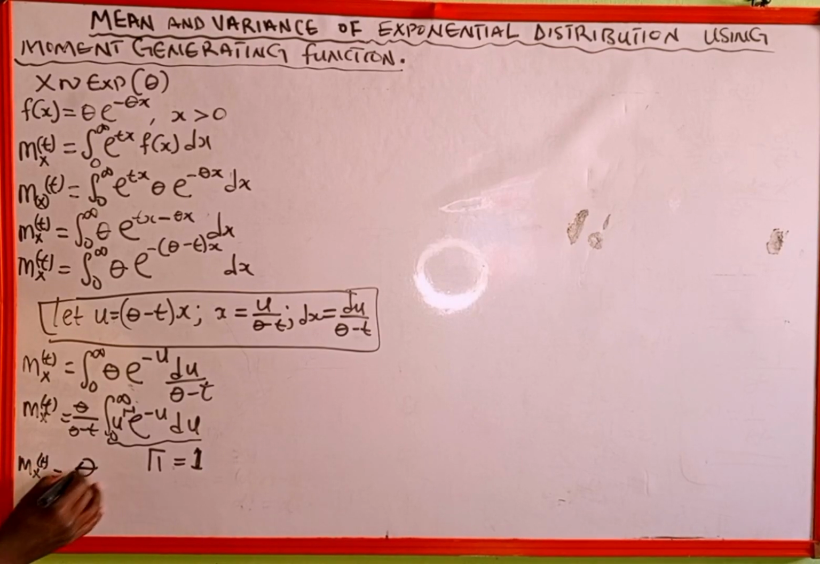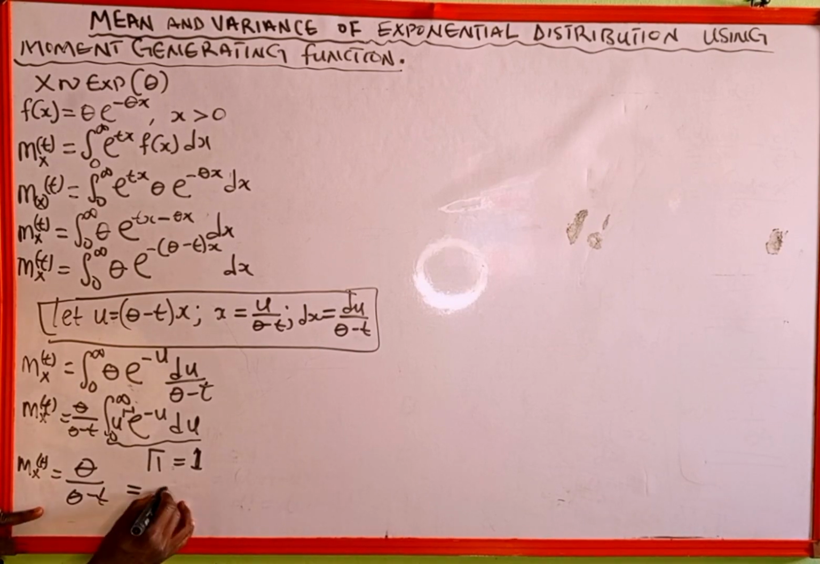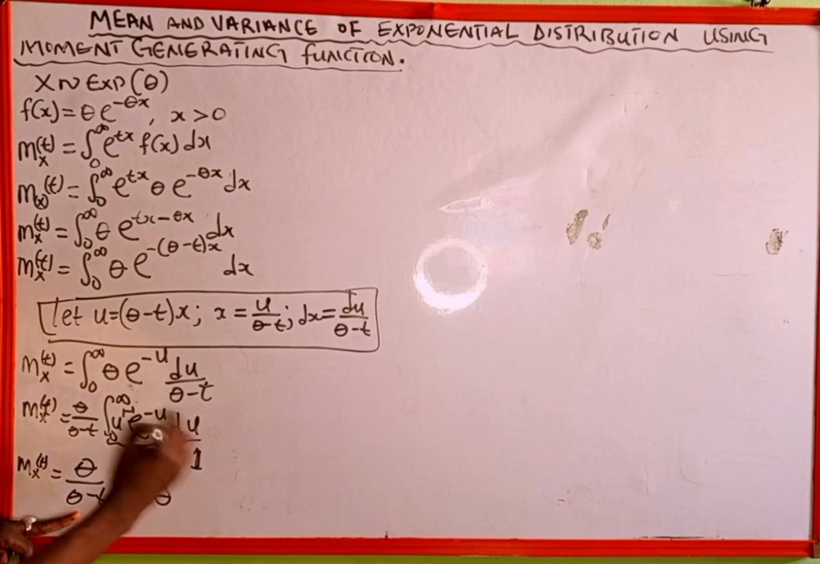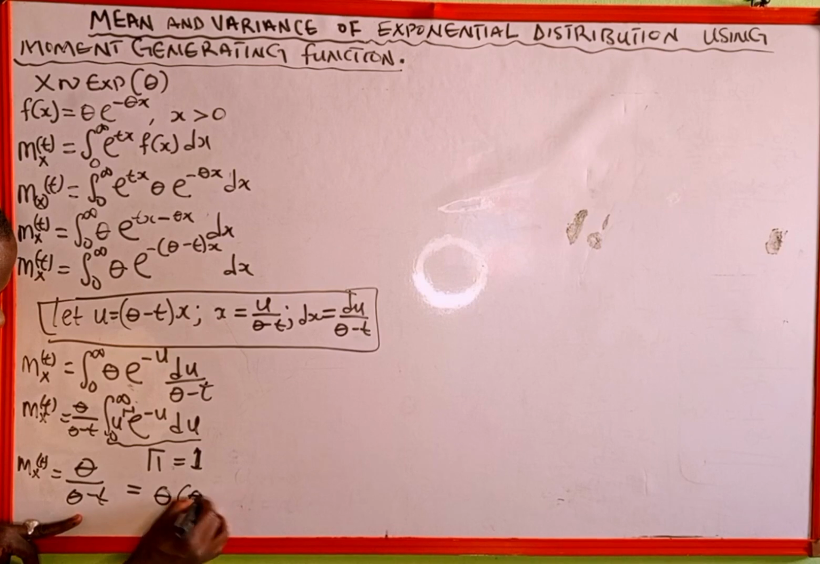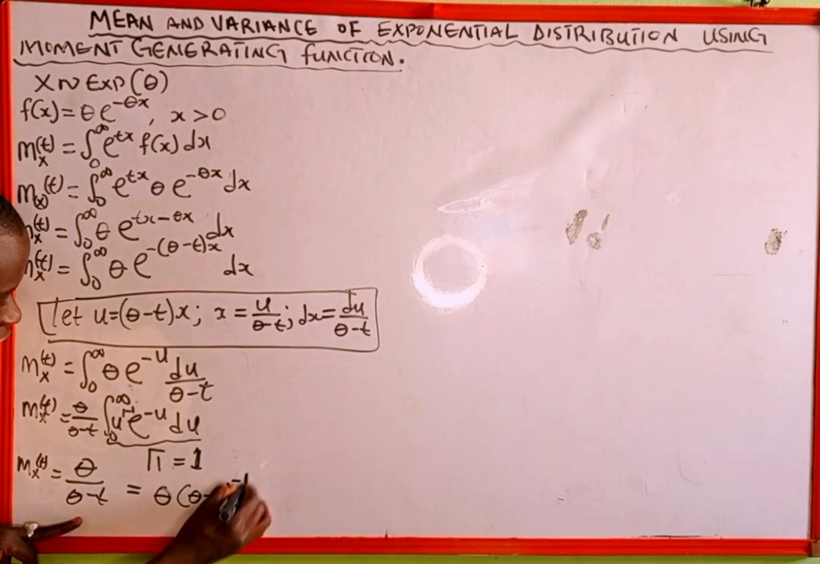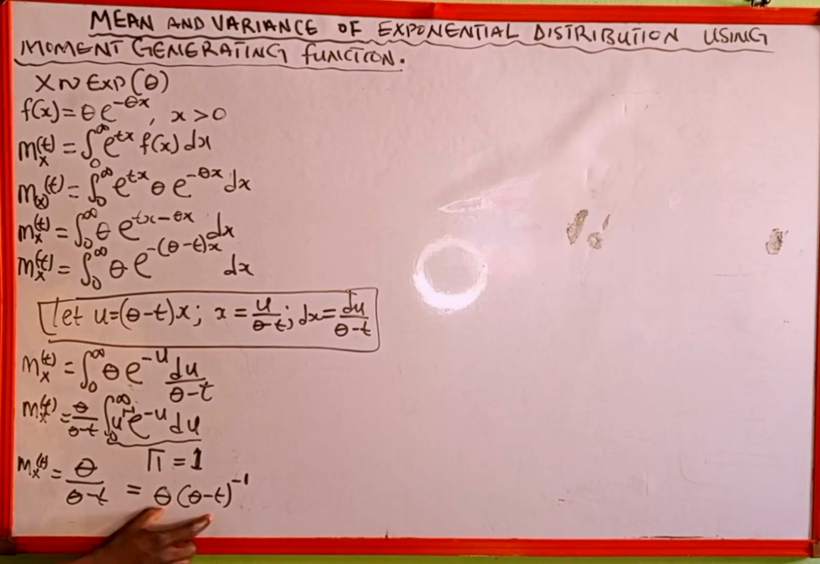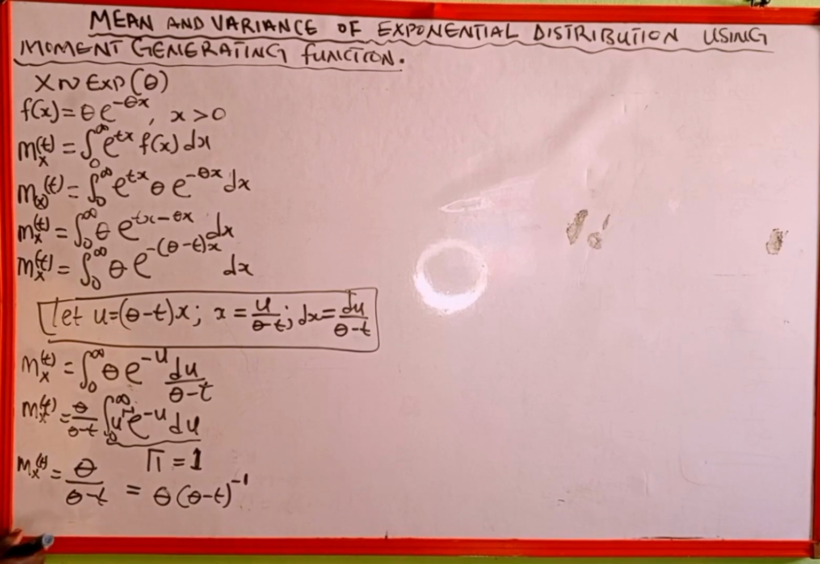So when this one is multiplied by the whole of this, M sub x of t will be equal to theta all over theta minus t. This is the same as theta multiplied by theta minus t raised to the power of minus 1, the inverse. So this is equivalent to this, and this is the moment generating function.